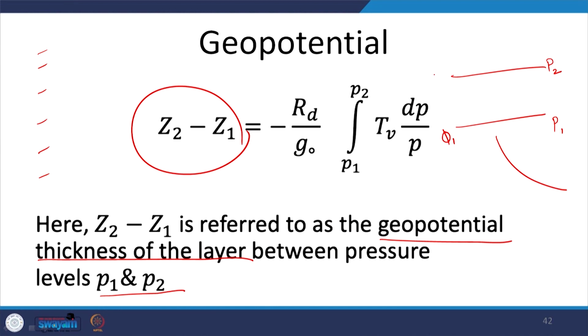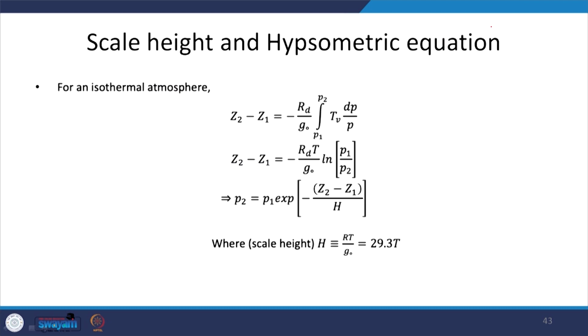If pressure is used as a coordinate, the pressure must be tagged with a certain geopotential. So the height difference is Z2 minus Z1. This Z2 minus Z1 is called the geopotential thickness of the atmospheric layer existing between P1 and P2. Here we have the information of height, the information of geopotential height and the information of pressure. All these things go hand in hand. We can use any of these as a vertical coordinate.